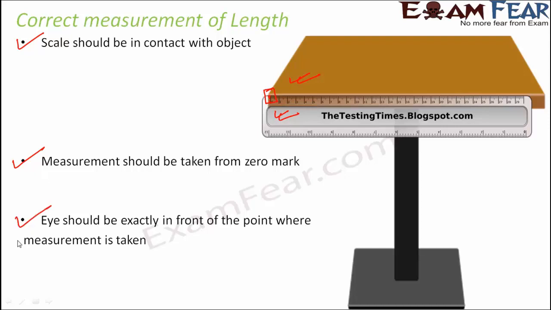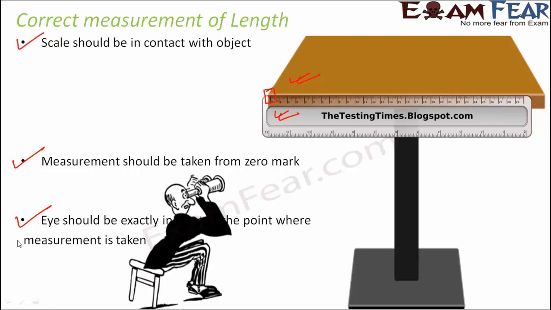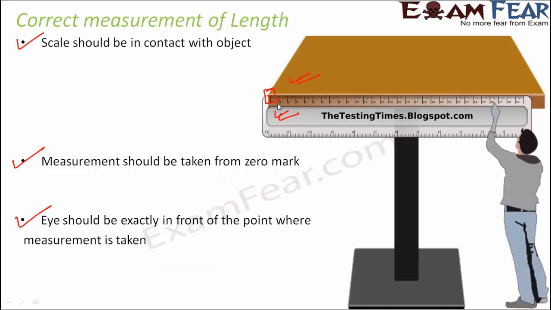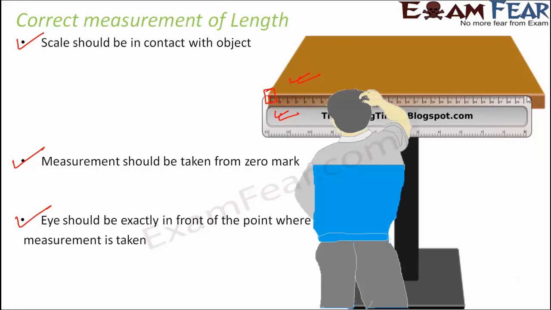The third point is that the eye should be exactly in front of the point where the measurement is taken, because we are seeing that measurement with our eye. So the placement of the eye is also important. You should not sit far away and try to observe the measurement from there. That is absolutely not correct. You should also not be at a height lower than that of the measuring scale. Where the measurement is happening, your eyes should be at the same level as the object. So this is also not the right way. Yes, this is the right way, where your eyes are at the same level where the measurement is being taken. These are some of the points which need to be remembered while taking measurements, so that you are able to measure correctly.